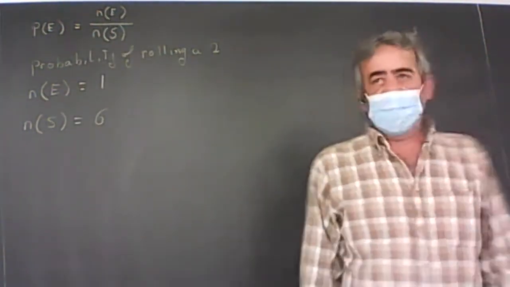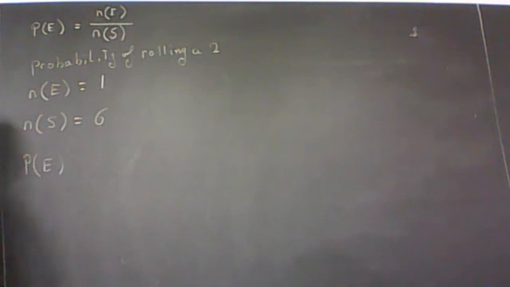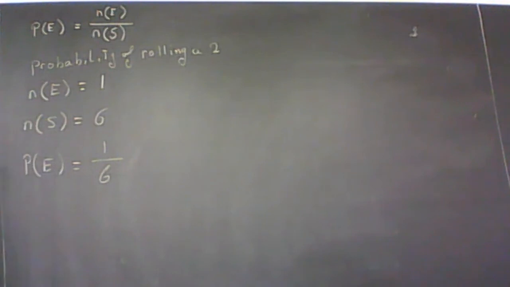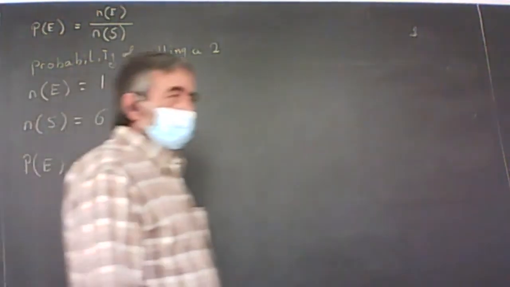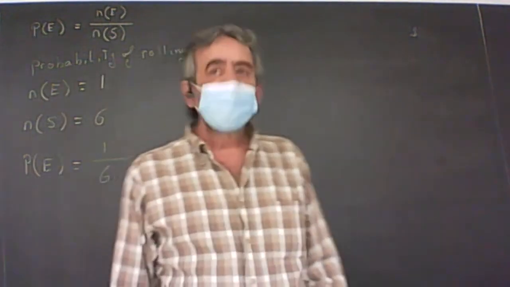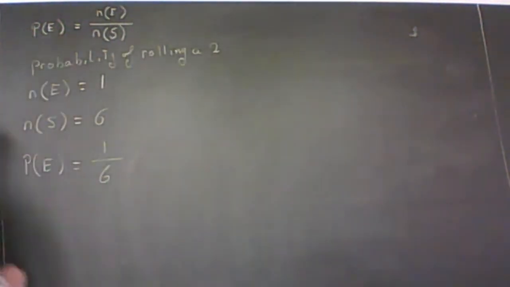So now the probability of rolling a 2 equals 1 over 6. So 1 in 6 chances we can roll a 2. Okay, probability 1/6.